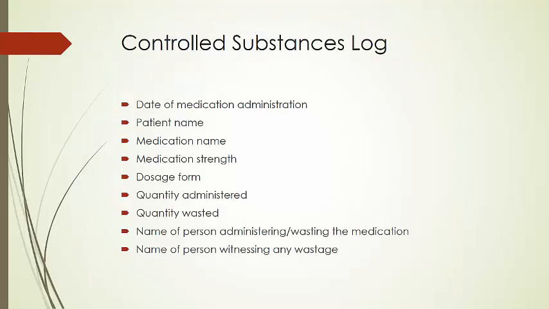Now, when you are completing the controlled substance log on any of these substances, you need to make sure that you include the date of the medication administration, the patient name, the medication name, because you often will carry more than one controlled substance, the medication strength, the dosage form, how you gave it, how much you gave, how much was wasted, if there was any, and the name of the person who administered it, the name of the person who watched the waste, and the person who did the wasting. So you have to have your witness name as well.